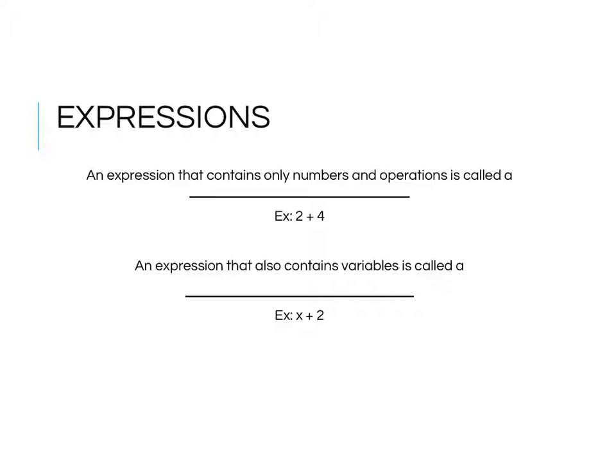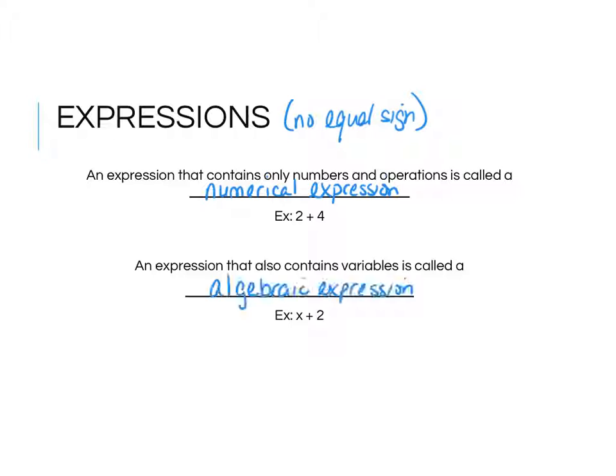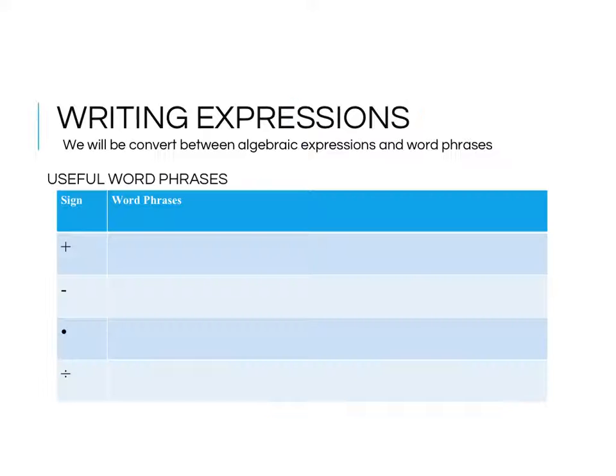Expression. Now, an expression differs from an equation because an expression does not have an equal sign. There are two types of expressions. One that contains only numbers, which is called a numerical expression. Now, if the expression contains variables, it is the second kind, which is an algebraic expression.